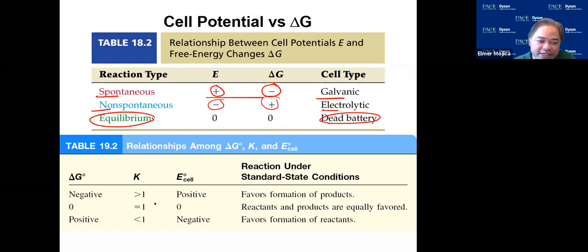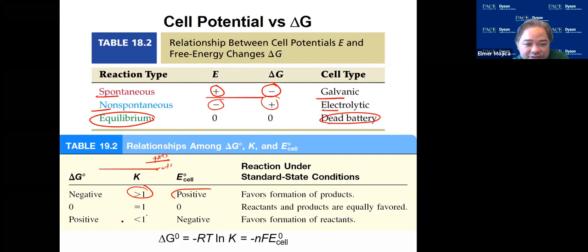Now, in terms of K, the spontaneous one will have a K of more than one, because you have more products compared to the reactants. For the non-spontaneous cell, there are more reactants compared to the products because the reaction is not proceeding. It's not happening spontaneously. So this is how they are related.